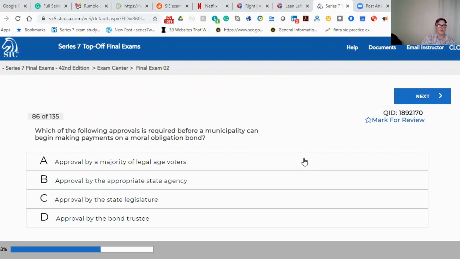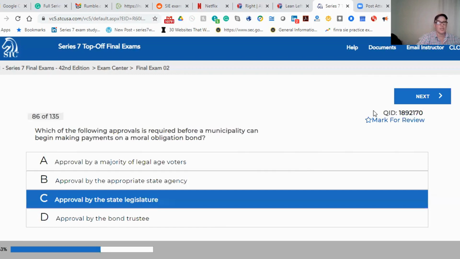Which of the following approvals is required before a muni can begin taking payments on a moral obligation bond? Remember, double barrel, it's automatic: if the revenue runs out of money, they take the money like the Sheriff of Nottingham. But in a moral obligation, they have to ask the legislature to pay. So you need the legislature to say, sure, we'll pay you.